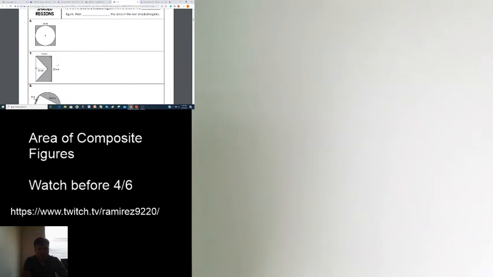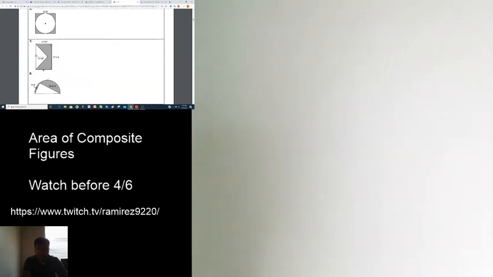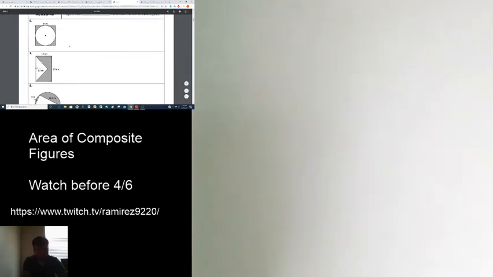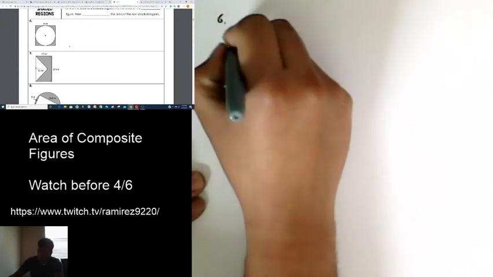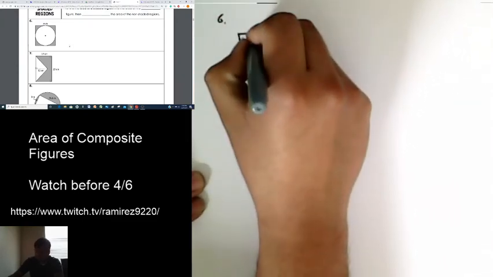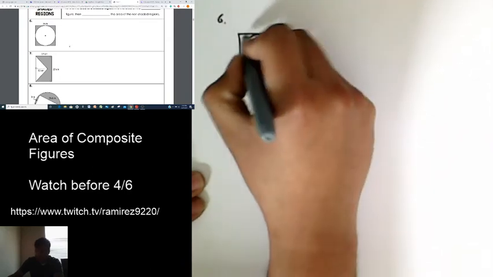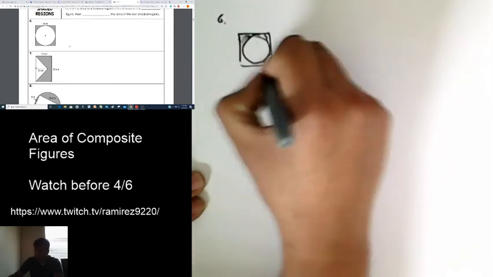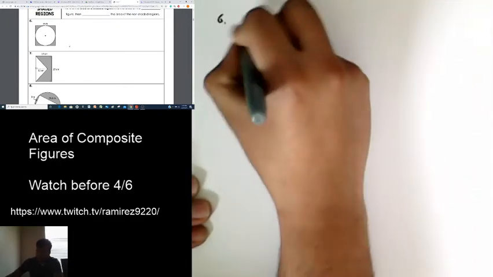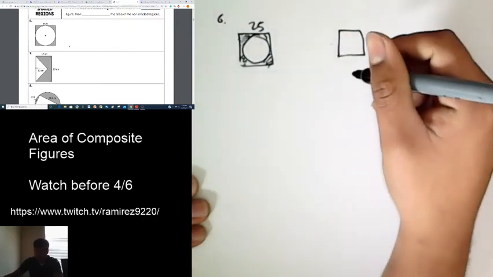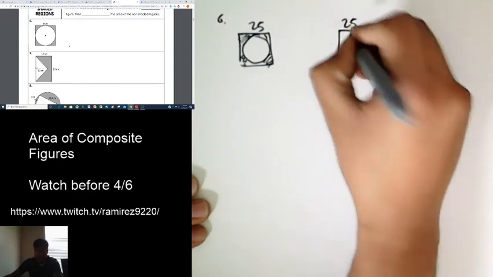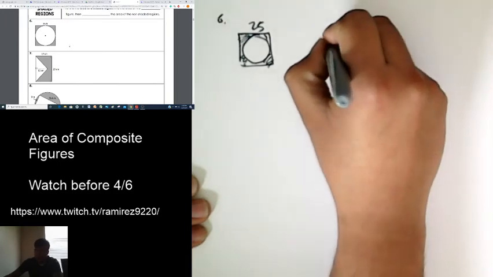Okay, 6, 7, and 8, they all revolve around the same thing. I want you guys to notice how there are essentially 2 shapes. Okay, on number 6, you guys have the square and the circle, and they only care about the square part, right? So all you need to do is find the area of the square, and you already know this is 25, and since it's a square, that's 25, that's 25.